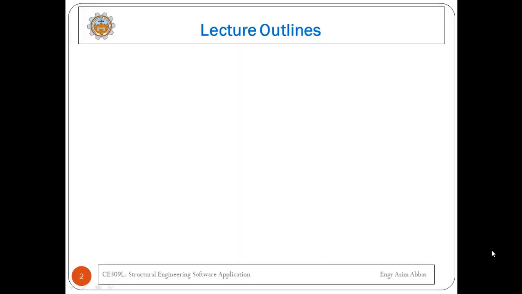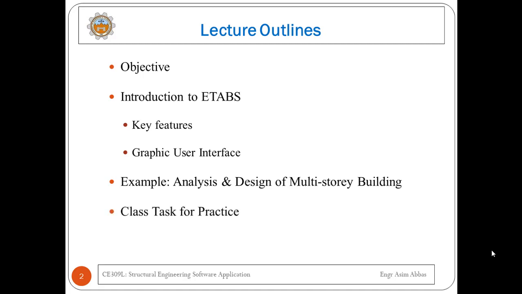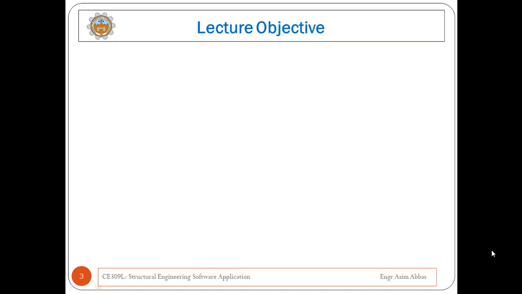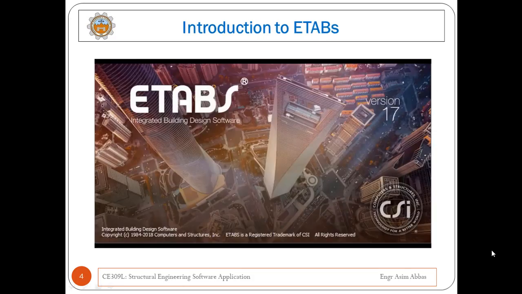Okay, the lecture outline contains the objective, introduction to ETABS and its key features and graphic user interface, then example on analysis and design of multi-story building in ETABS, then class task for student practice. Okay, lecture objective. By the end of this lecture, the student will be able to design and analyze multi-story building in ETABS.